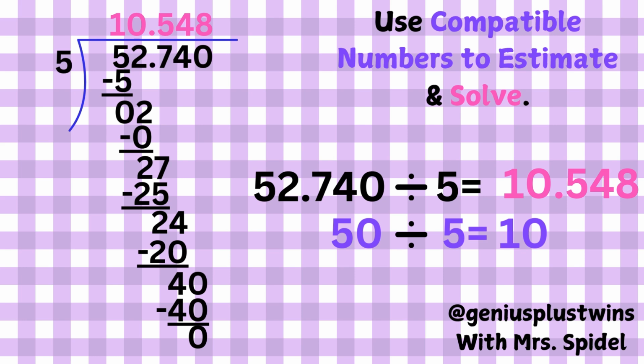Now my problem here is 52.740 divided by 5. Let's start estimating. I'm going to change 52.740 to a more compatible number that is easier to work with. And in this case, I'm choosing 50. 50 I can easily divide by 5 to get 10.